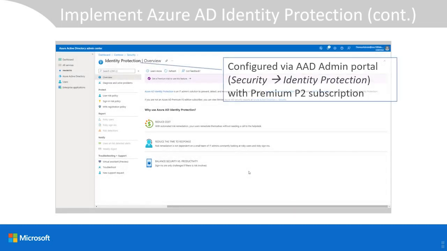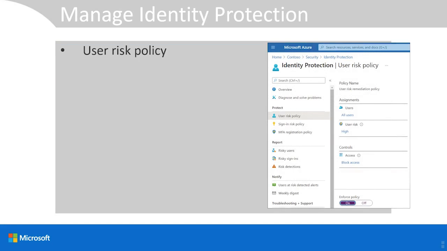Identity protection is configured via the Azure AD admin portal by selecting Identity Protection from the Security Getting Started blade in the Protect section of the portal. As with many of the other features we've discussed here, this will only be available if you have a premium P2 subscription. The user risk policy is one of the components of identity protection.